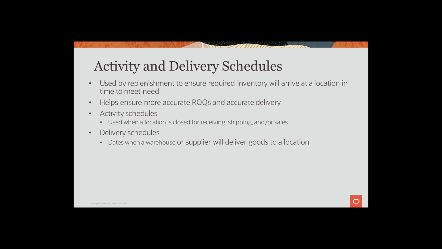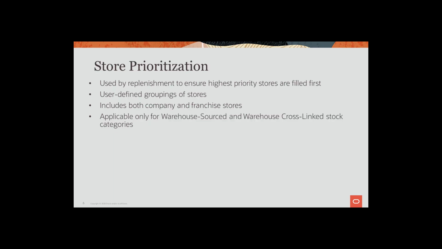Delivery schedules, on the other hand, specify when locations expect shipments from either a warehouse or a supplier. The delivery schedules do not specify dates, but rather are set up to be ongoing. For example, a delivery schedule for a store might be set to occur every Monday and Wednesday. When replenishment runs and determines upcoming need, it takes these schedules into account depending on which algorithm is used.